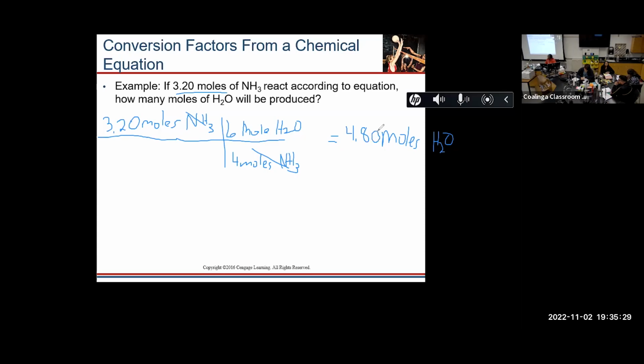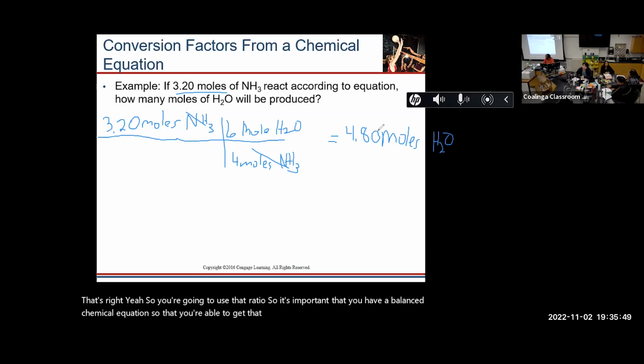Okay, you guys get 4.8? Yeah, sure. So you're just multiplying what you have by the ratio of that. So you're going to use that ratio. It's important that you have a balanced chemical equation so that you're able to get that ratio correct.